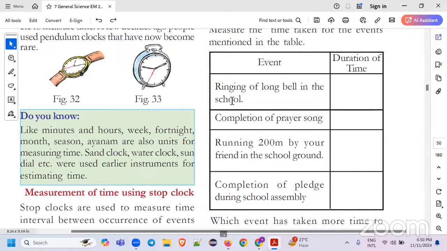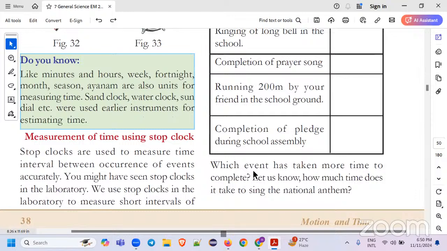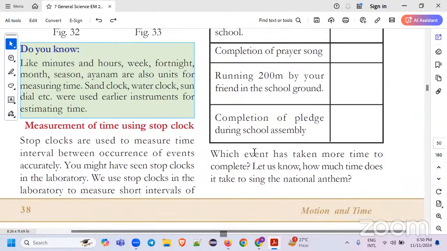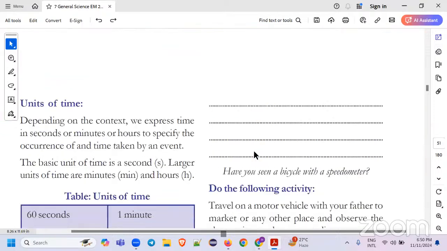How can you compare? Completion of the prayer song, how much? From the beginning of the prayer song to the ending of the prayer song, two incidents. Running of 200 meters by your friend in the school ground, you see. Beginning of starting the running race and ending the running race, so these are two incidents. Completion of the pledge during the school assembly, starting of the pledge and ending, how much time. Right, try to make a note.